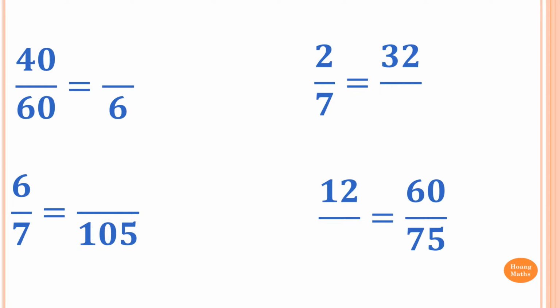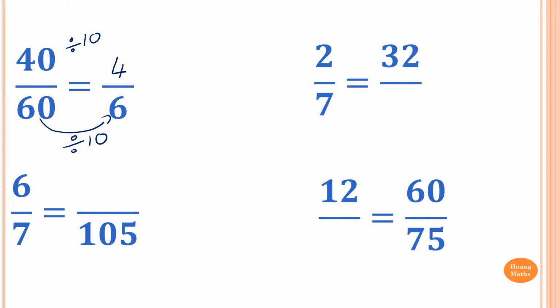40 over 60 is equal to something over 6. So we know that from 60 to 6 we divide this by 10, because 6 times 10 is 60. So therefore, from 60 to 6 we divide by 10. So therefore, the top needs to divide by 10 as well. So 40 divided by 10 is equal to 4.